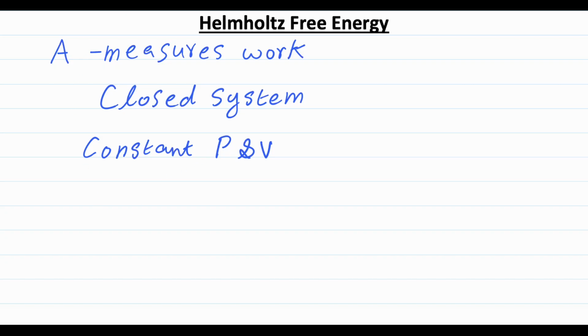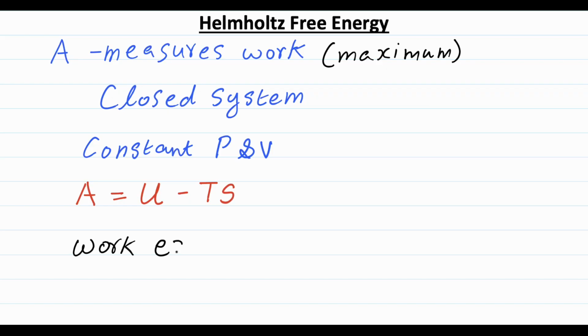So mathematically we can express Helmholtz free energy as A is equal to U minus T S, where A is the Helmholtz free energy, U is the internal energy of the system, T is the absolute temperature, and S is the entropy of the system. And this always represents the maximum amount of work obtainable from a closed system. And the work here excludes pressure volume work.